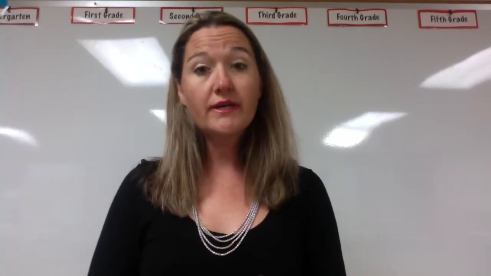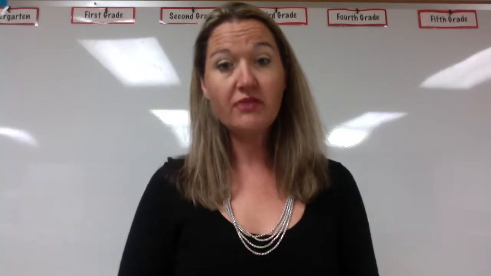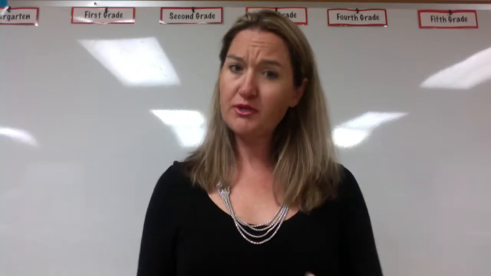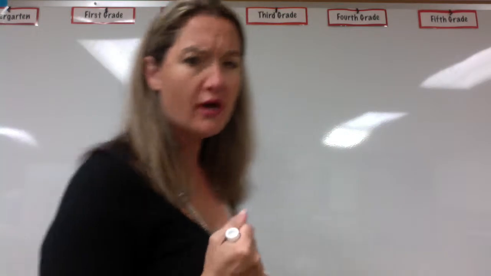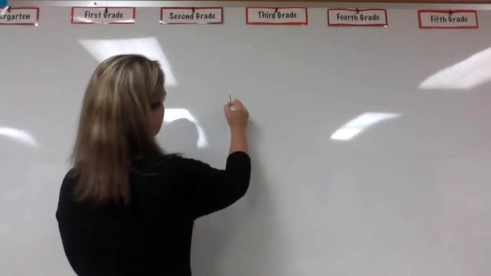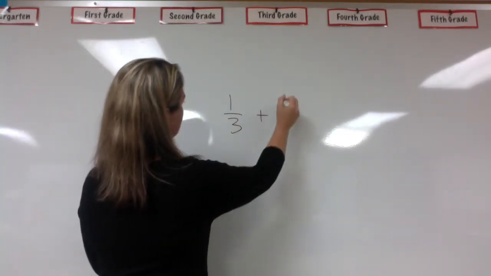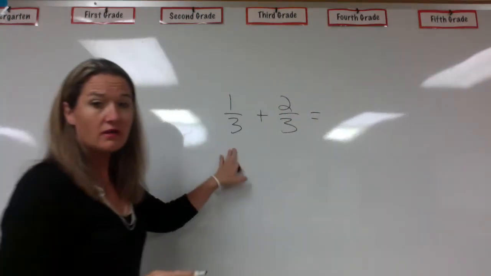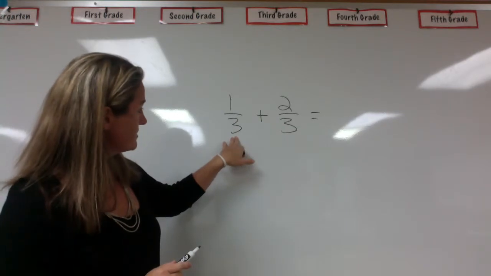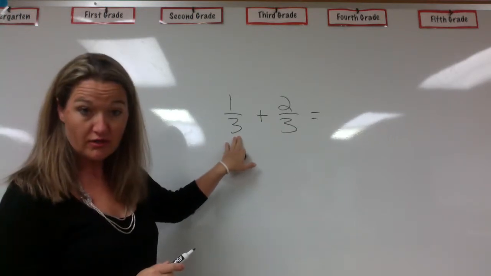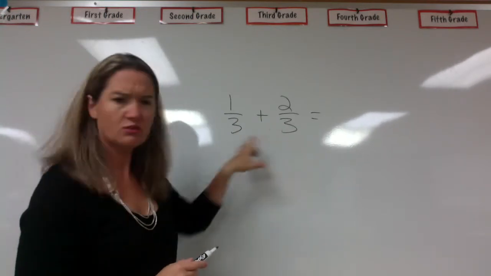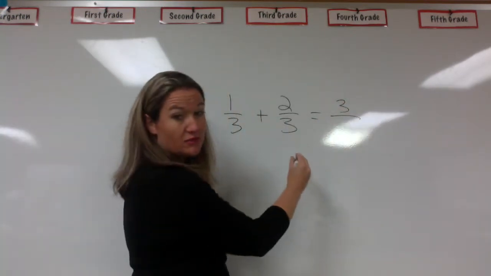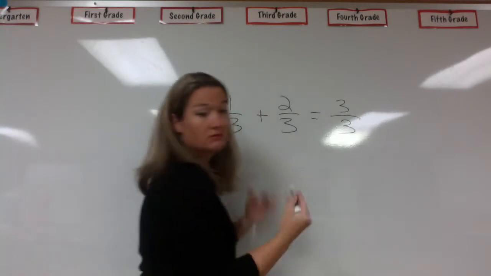Hi, we're going to go ahead and talk about adding and subtracting fractions with unlike denominators. In the previous lesson, you learned how to add fractions such as 1/3 plus 2/3. The difference is that the denominators, the number on the bottom, is the same number. So it was very easy to add. You just add the top numbers, and then the bottom number stays the same, and that was it.